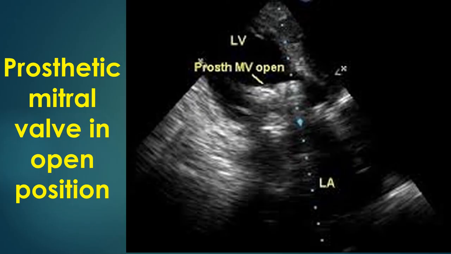See the dense acoustic shadowing behind the valve, which obviously can obscure small vegetations in that region. Getting a transesophageal echo is a way to look at the far side of the prosthetic valve when endocarditis is suspected clinically. In transesophageal echocardiography, since the transducer is behind the left atrium, the atrial aspect of the prosthetic valve can be imaged without interference by acoustic shadowing.